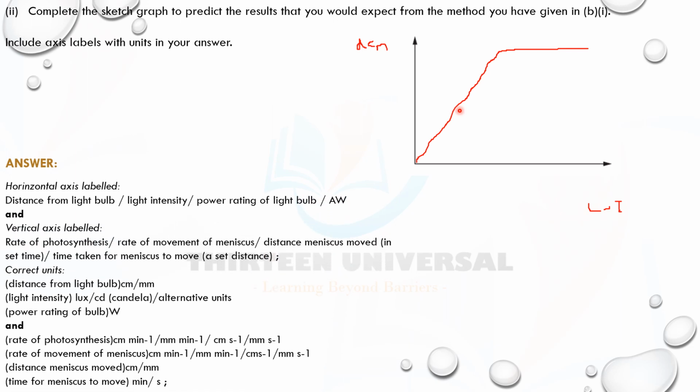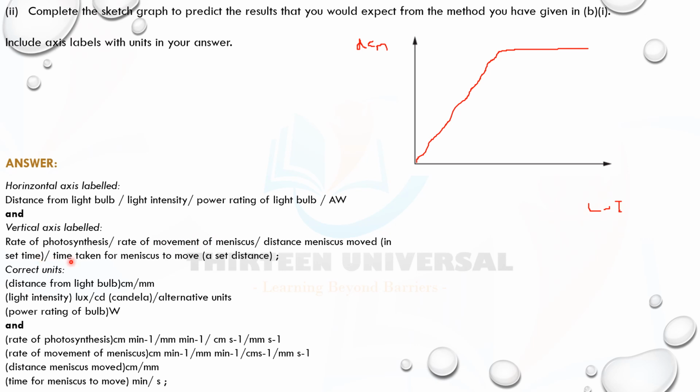Look at it, guys. The horizontal axis is the distance from light bulb. You can use distance from light bulb or light intensity or power ratings, any of them can be used here. The vertical axis, that's the dependent variable, rate of photosynthesis, which can be converted to rate of movement of meniscus or distance moved by the meniscus. Any of them can be there.